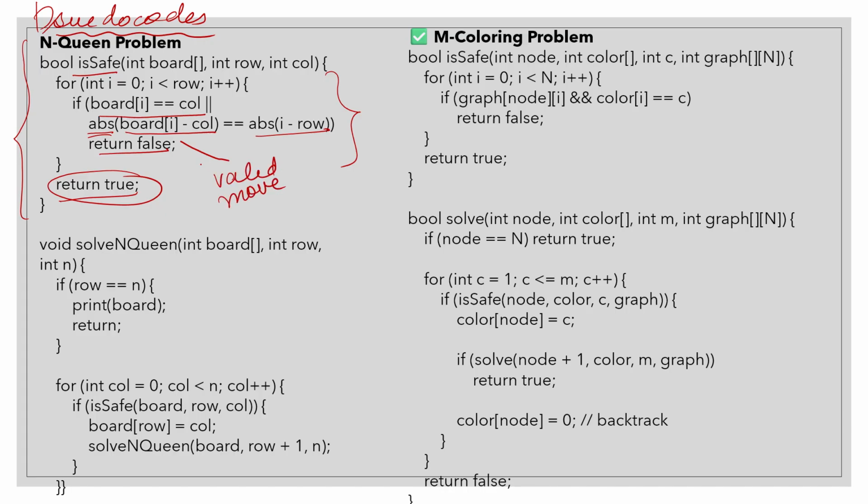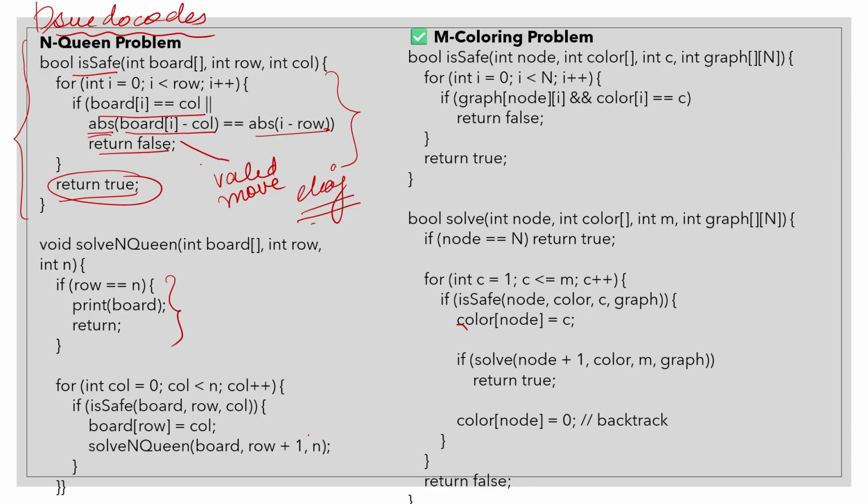Can any one of you guess what it is checking? Some may have guessed it, some may not have. This is checking your diagonal, row concept. Column, it cannot be in the same column, row. If row equals n, print the board and you return.